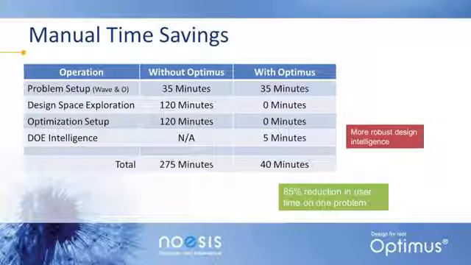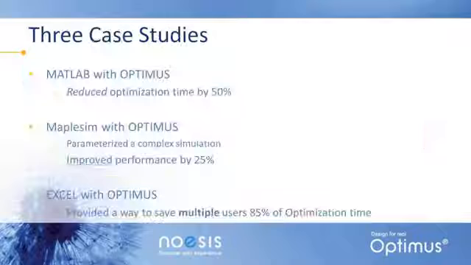And it is important to remember that this is one user on one optimization problem. So this is a very scalable result. Now overall in MATLAB, we've shown how using Optimus can reduce an optimization time by about 50%. In MapleSim, we were able to parameterize a complex simulation and improve the performance by 25%. And when coupled with Excel, we were able to allow users that were not familiar with Optimus utilize the specific functionality inside of Optimus and save 85% of their time.